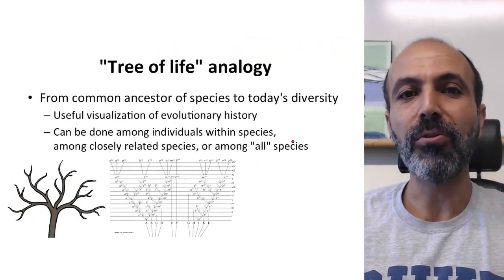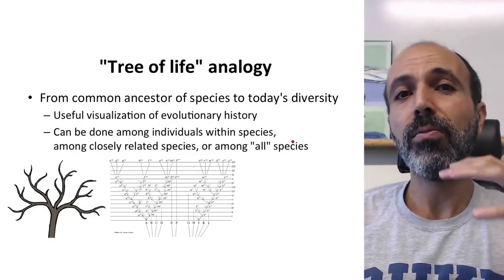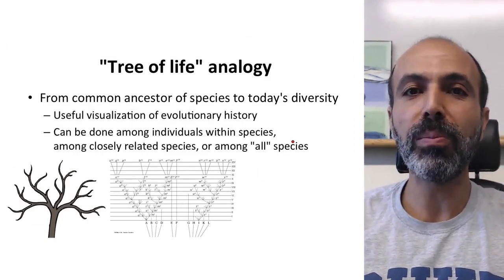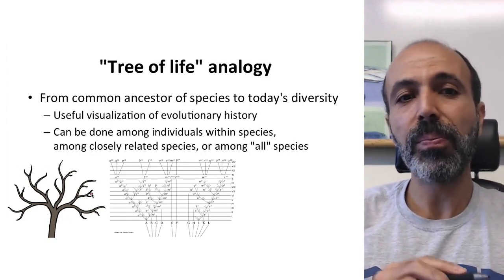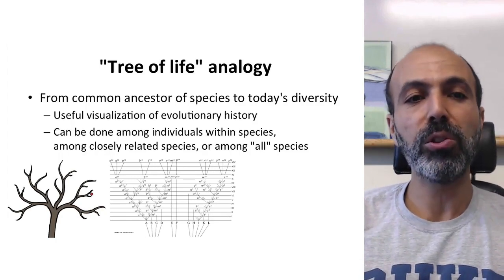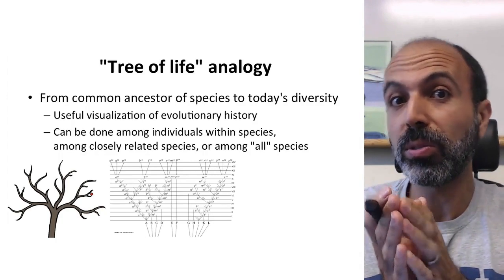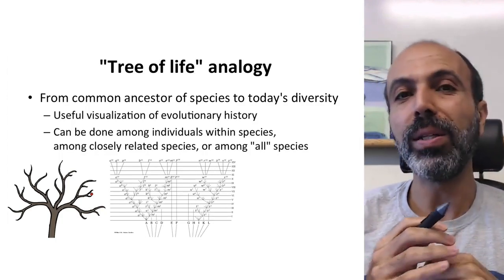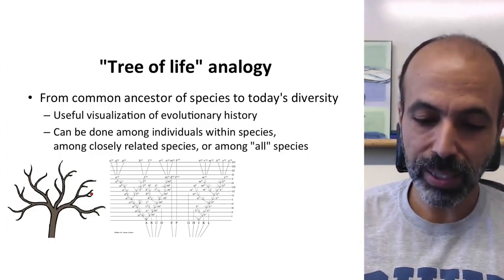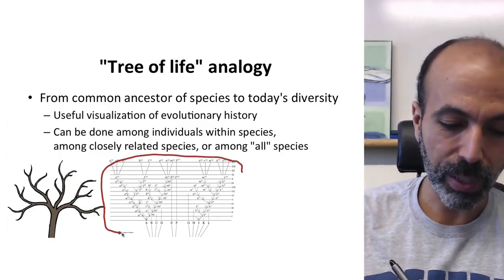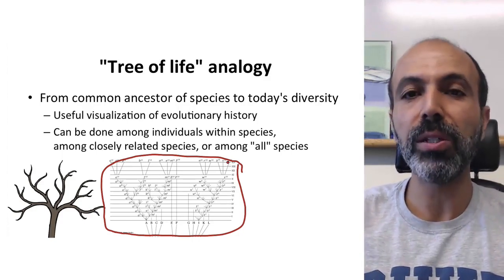Well, this tree of life analogy is one that many of you are probably familiar with, and we commonly conceive of the relationships among organisms in the context of this sort of tree of life. Now, this is a useful visualization for evolutionary history, and this can be done within a species among different individuals, almost like a family tree, or it can be done among closely related species, or it can be done among all species. And you see this dates back to Darwin's Origin of Species book. This was actually the only image in Darwin's book, and it shows this tree of life.